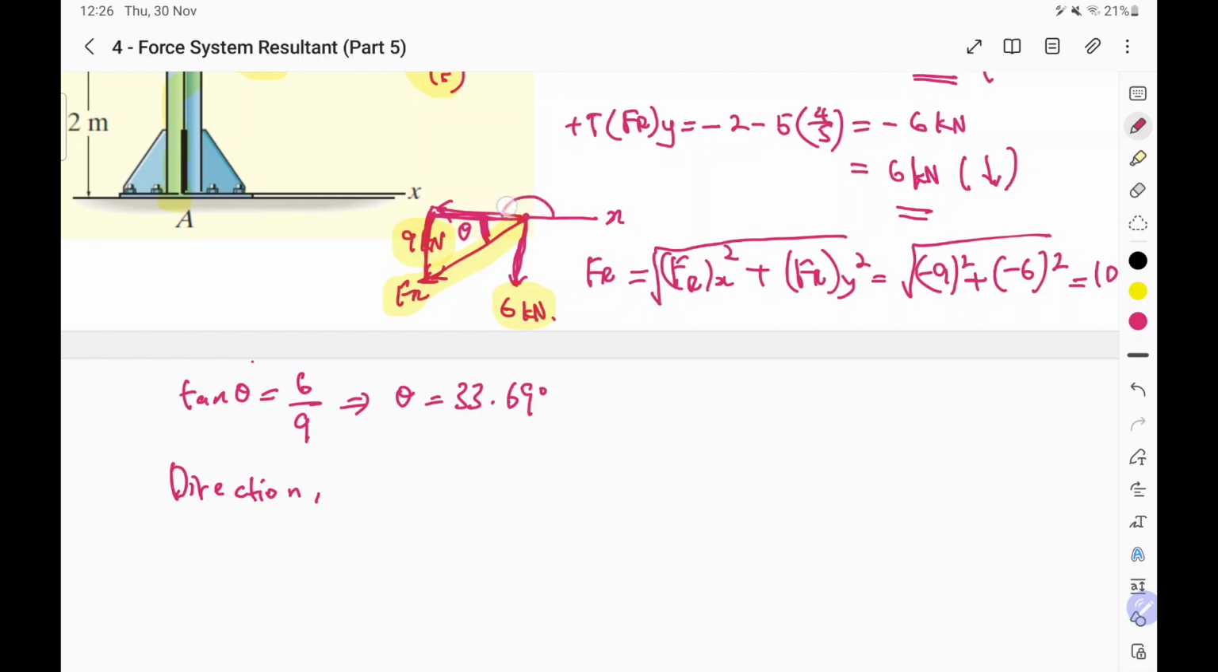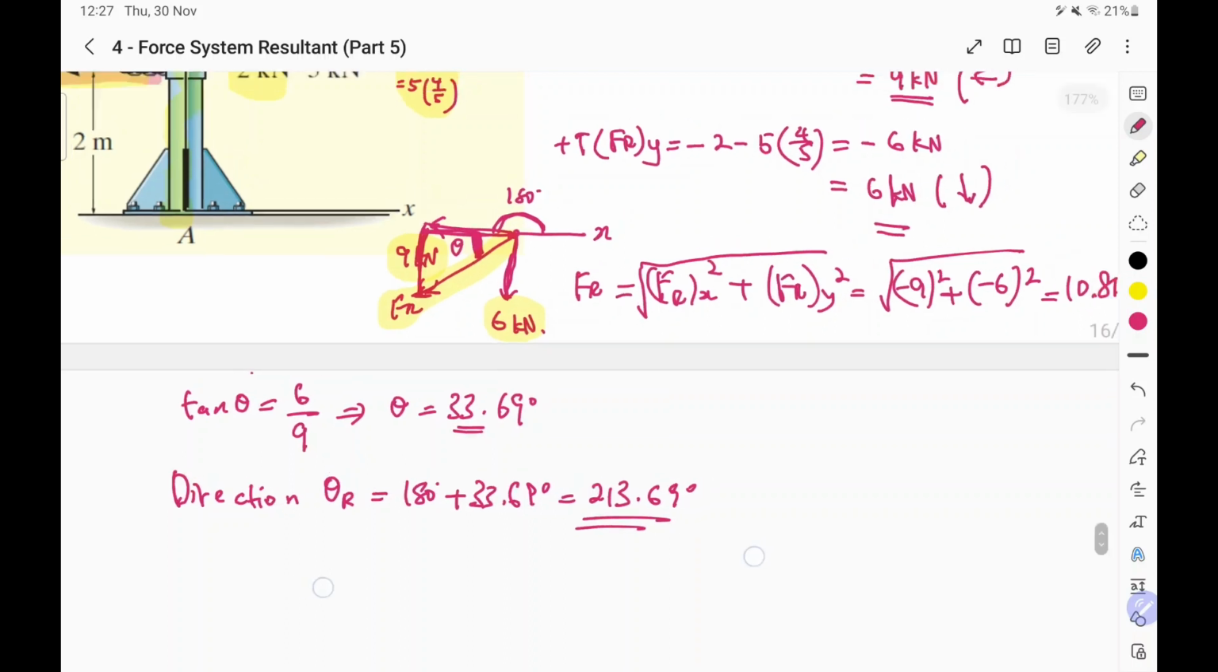So you kena tambah dengan 180 darjah. So the direction of the resultant force, theta of the resultant force adalah bersamaan dengan 180 darjah tambah dengan this remaining theta yang you kira tadi, which is 33.69 degree. So you will get a value of 213.69 degree. Okay, so that is how you calculate the force summation or the resultant force of the whole system.